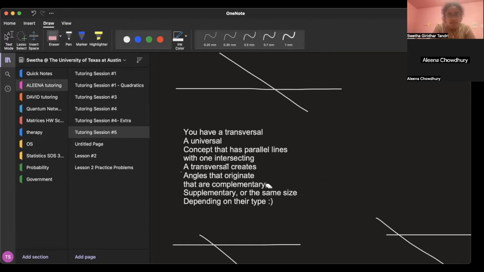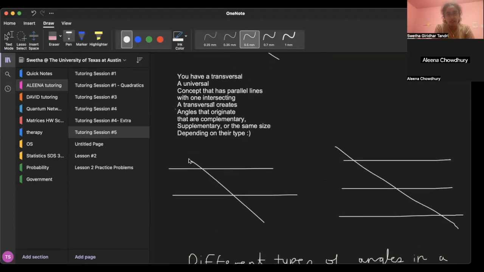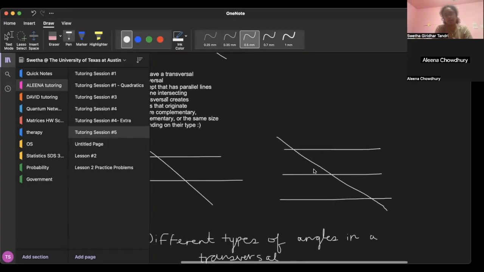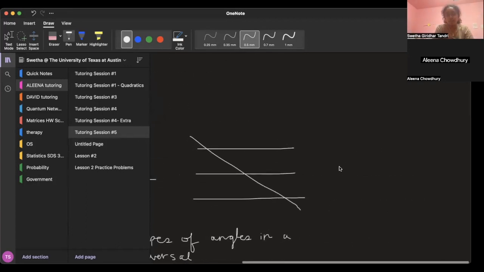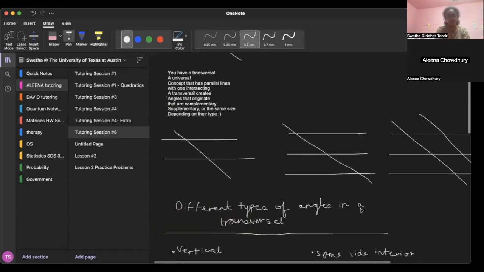So a transversal has parallel lines with one line intersecting, and you can have multiple parallel lines with the line intersecting. So this diagram right here has two parallel lines with one intersecting. Here you have three parallel lines with one intersecting. Another thing that we could do is we could have three parallel lines with two lines intersecting. This looks kind of trippy. So for the sake of whatever we do here, we'll just have one intersecting line, because if you have two, you get into things that are pretty complicated.